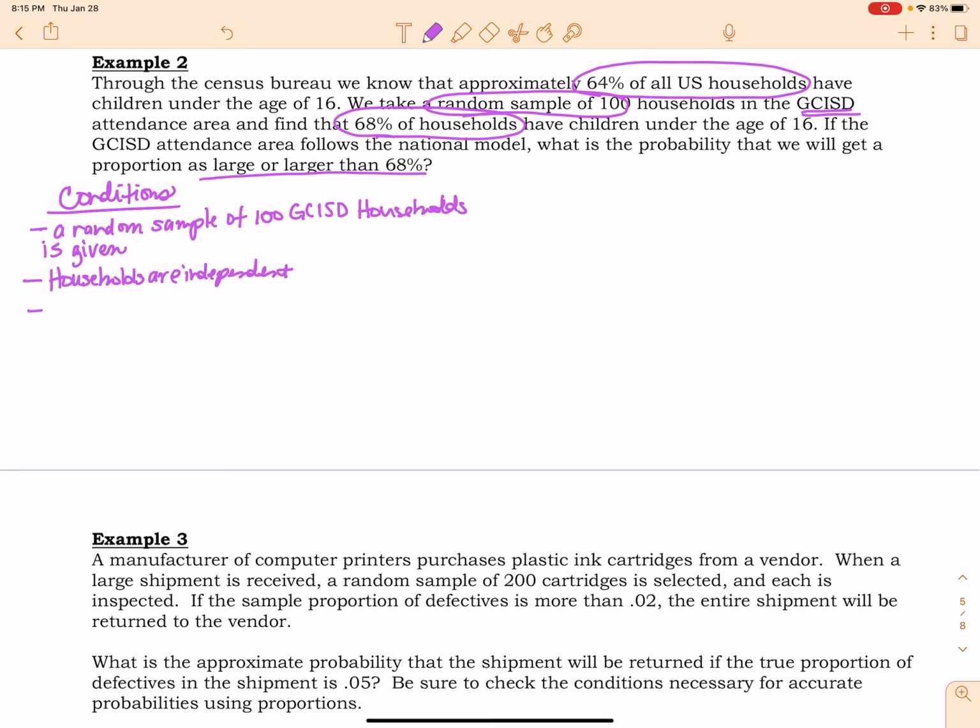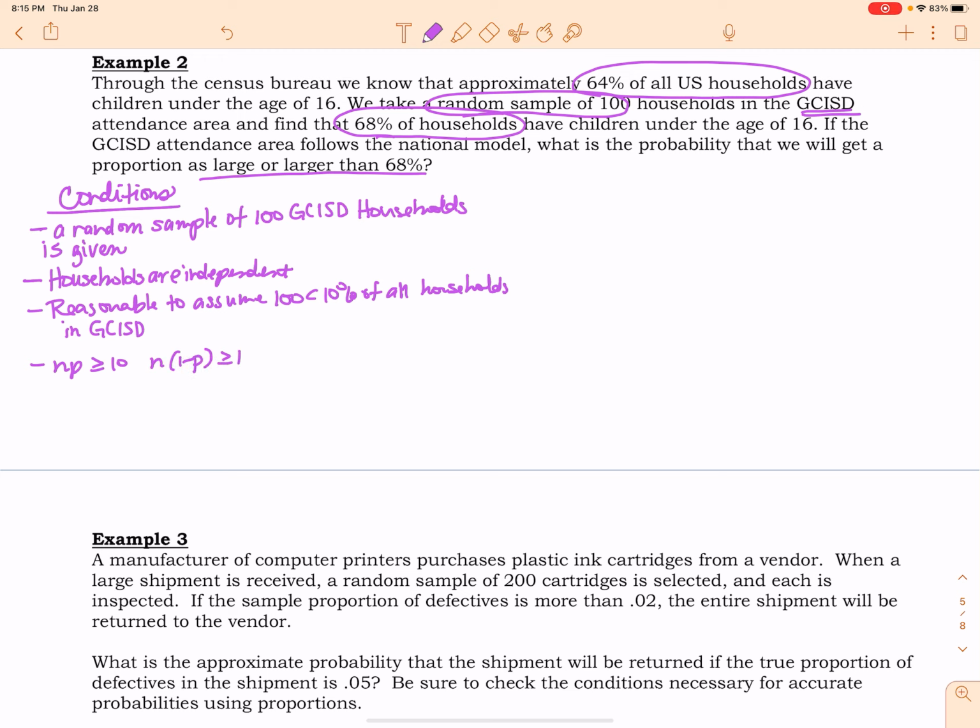And it's probably reasonable to assume 100 is less than 10% of all households in GCISD. We don't know that for sure because I don't have how many there are, but it's pretty reasonable to assume that. And then of course I'm going to look at my np rules, because remember, in order to say using normal is okay, my sample has to be big enough, based on at least 10 of one category and 10 of the other.